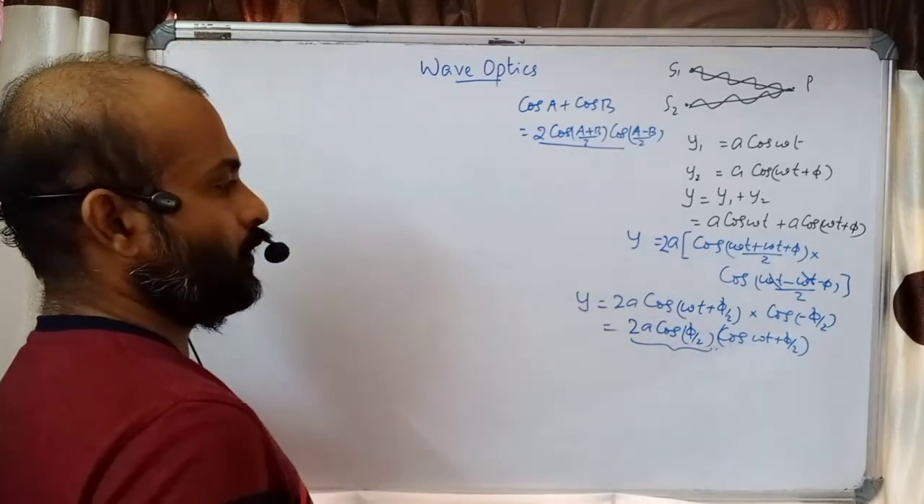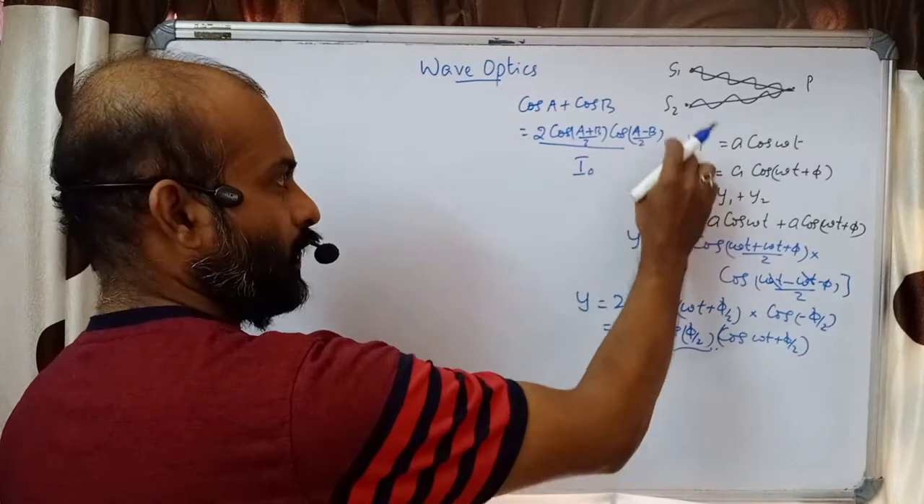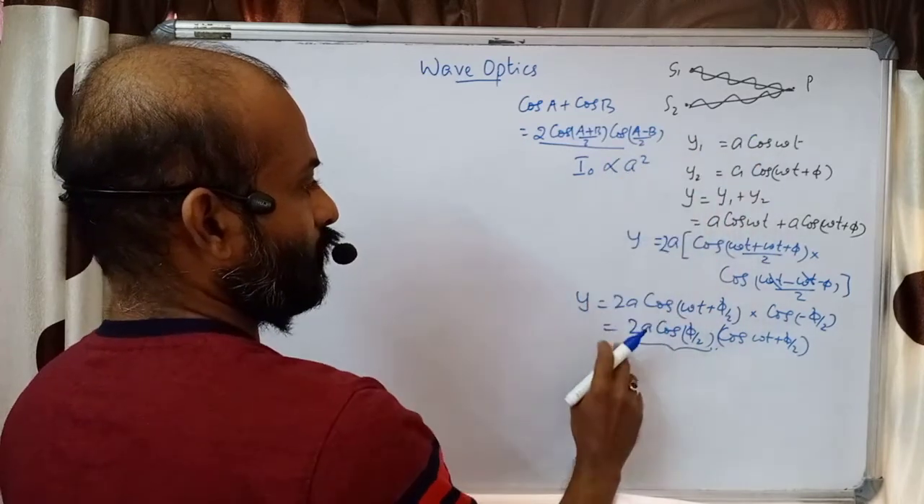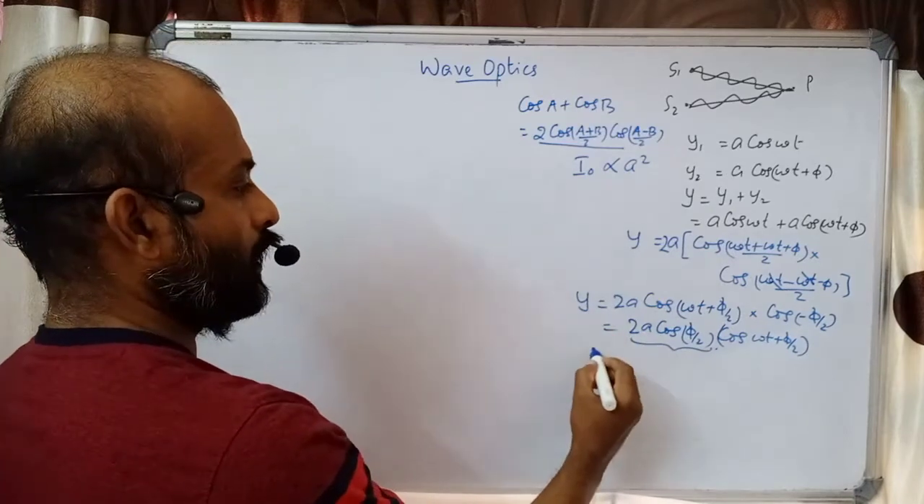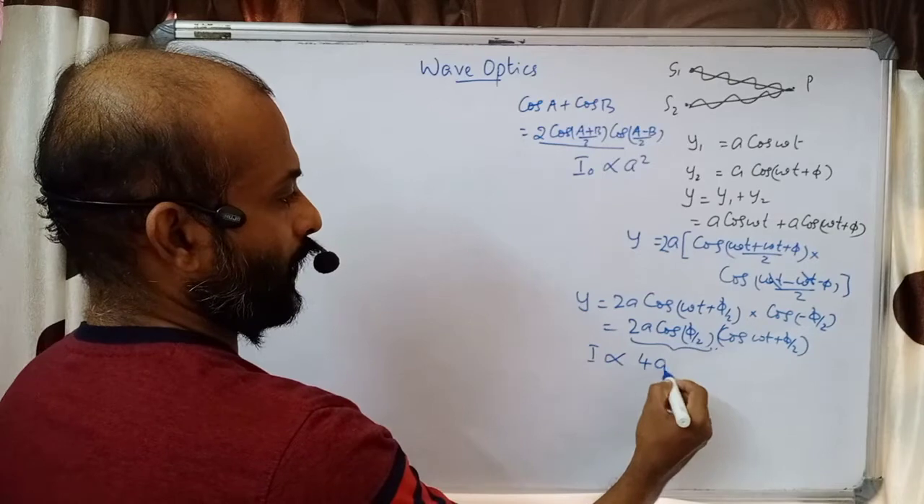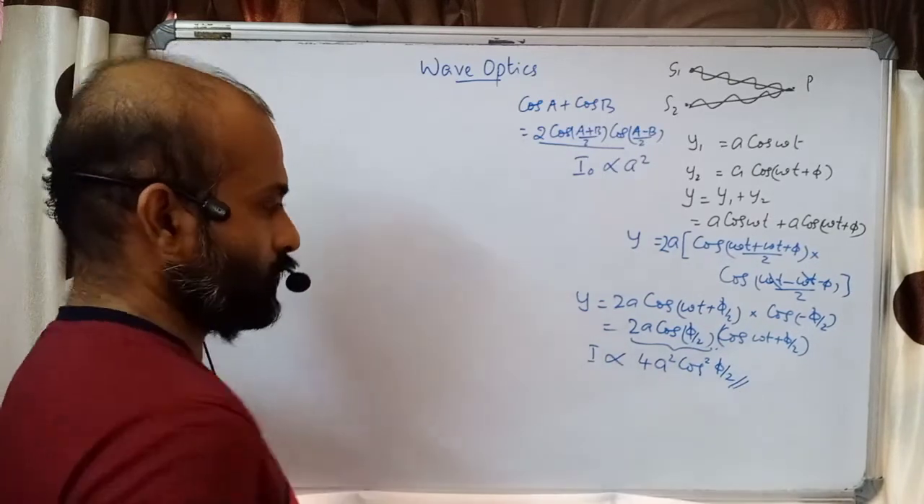Okay, so we know that if we write the intensity of the interfering waves, I0 is proportional to A squared. Then what is the intensity of the resultant wave? Intensity we can write I proportional to the square of this, that is 4A squared cos squared (phi by 2). This is the equation for intensity.